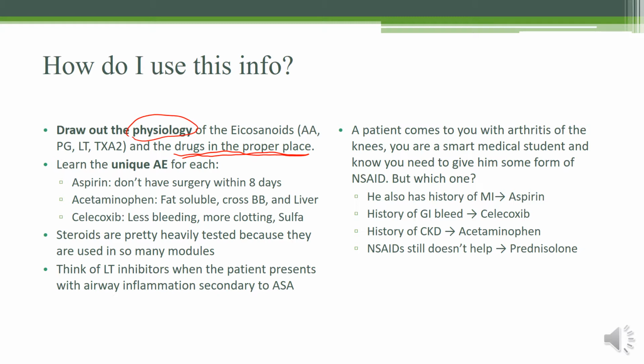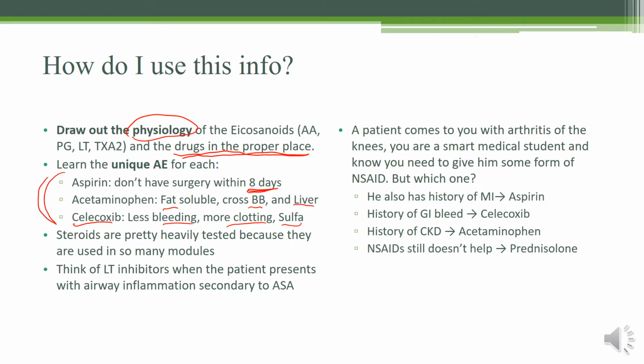After you've got them grouped together very well, what you want to do is learn the unique stuff about each one. And this is especially true just for the NSAIDs in general, like aspirin. It's an extremely potent, irreversible blood thinner. So you can't have surgery for 8 days. Acetaminophen being fat soluble, crossing the blood-brain barrier, and being metabolized in the liver, and celecoxib having less bleeding and more clotting effect, and also that it's a sulfa drug.